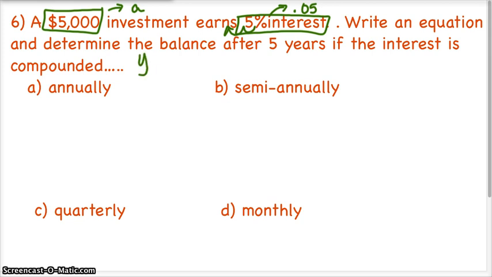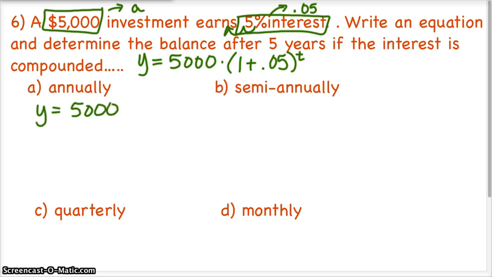We have our total amount equals our principal or starting amount of 5,000 times 100% plus the 5%. So 1 plus 0.05 raised to T, number of years. For annually, we'll use that equation, 5,000 times 1 plus the 5%, and our T value will be 5 years.